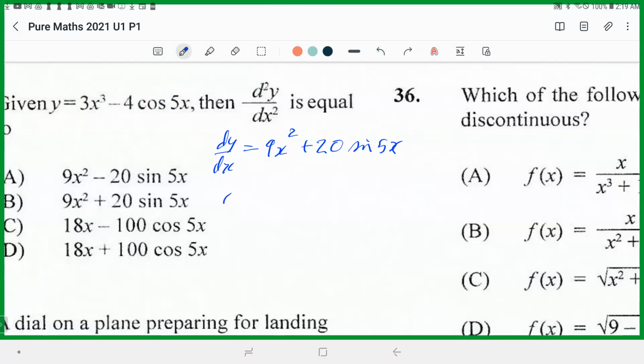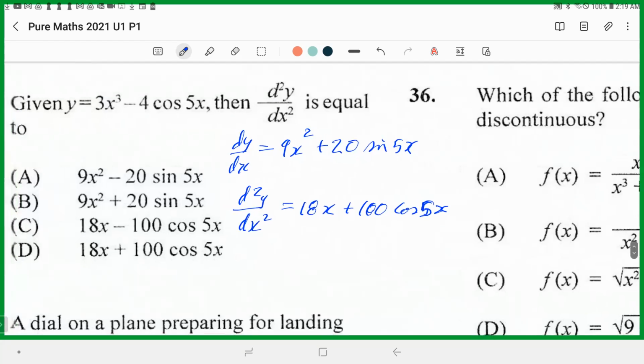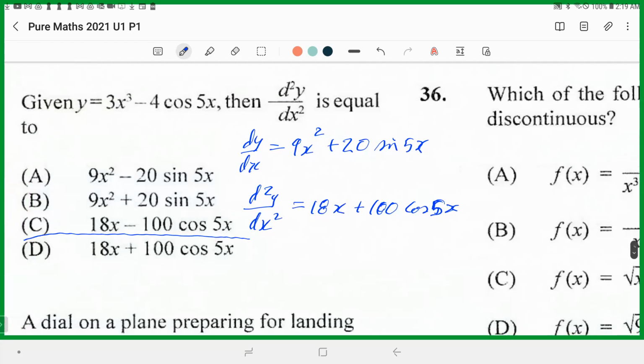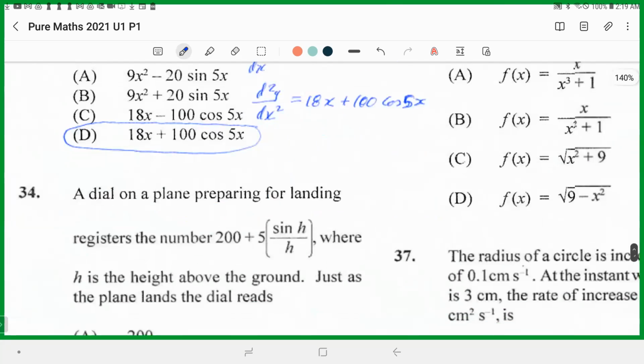I differentiate it again. So d2y by dx squared now is, this becomes 18x plus. Again, I have to differentiate the 5x and get 5. 5 times 20 is 100. And then I differentiate the sine 5x, which is really cos 5x. So this is the answer. The last one is the answer right here. All right, next one.